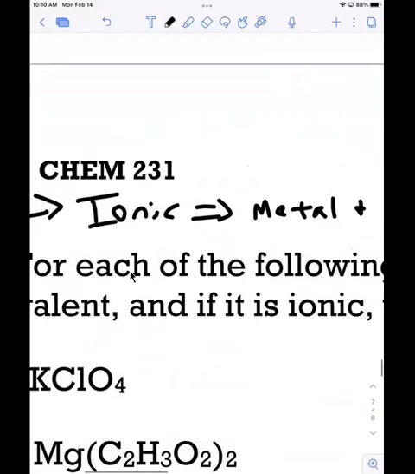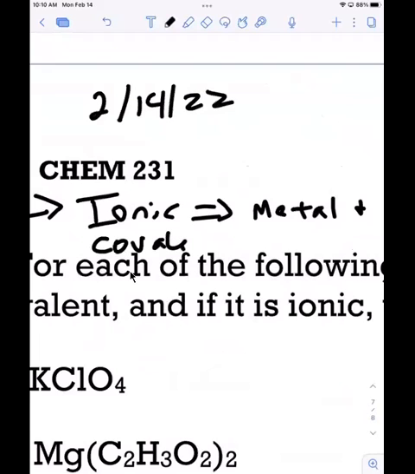If it's two non-metals, let me put the date up here, 214. It's covalent if it's two non-metals bonded together.